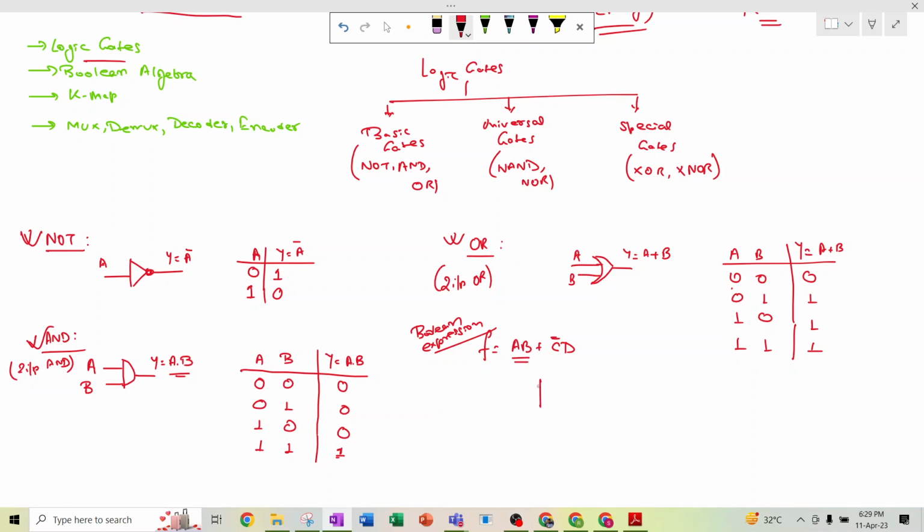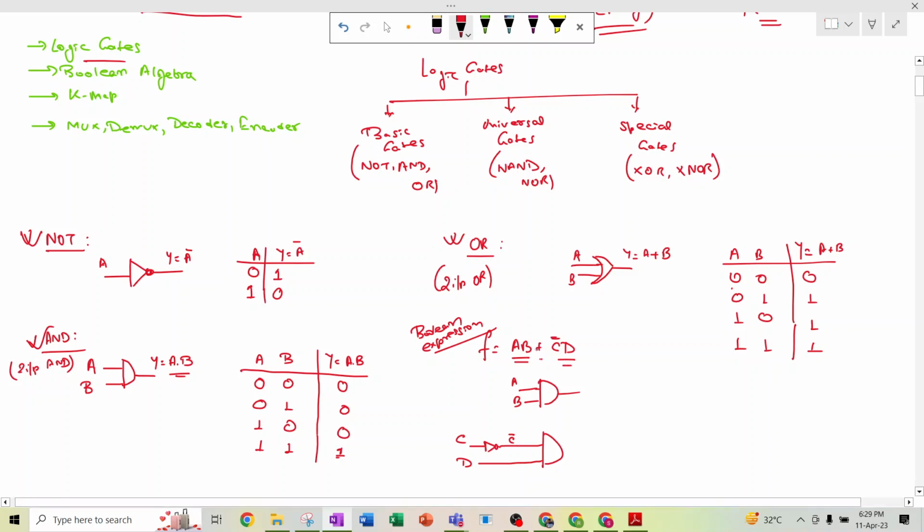It is AB, so we should use a 2 input AND gate, A B. And then C bar D: if we have input C, we should use a NOT gate so that it turns into C bar, and then we have another input which is D, and then we have an OR of that. The plus sign means OR. So this is AND gate, this is AND, this is OR, and this is NOT.